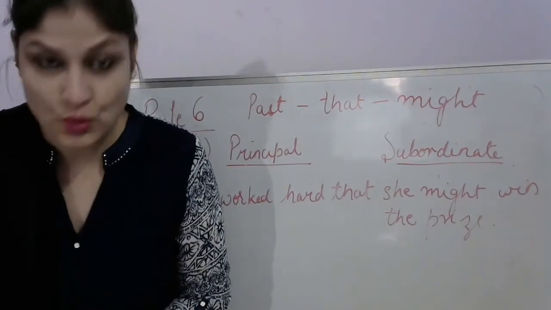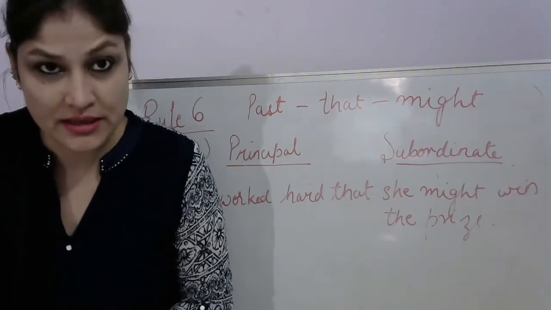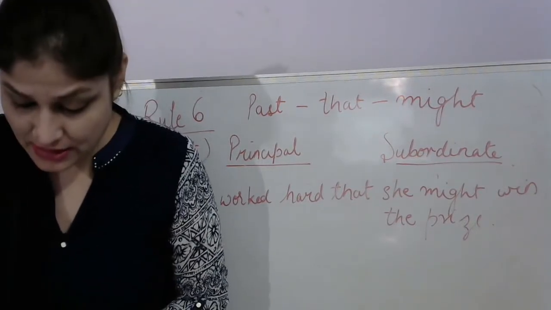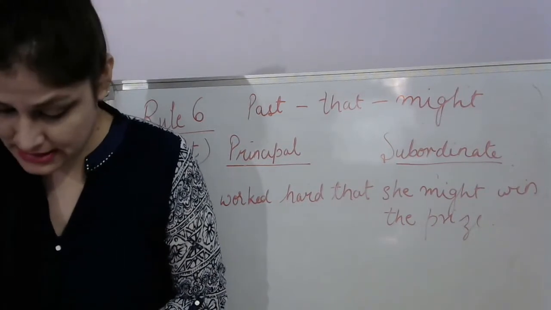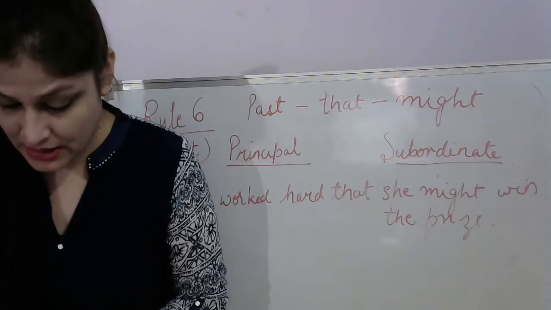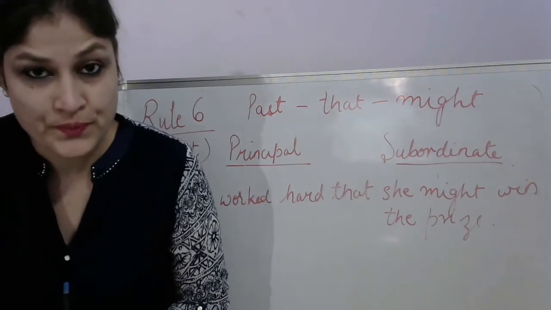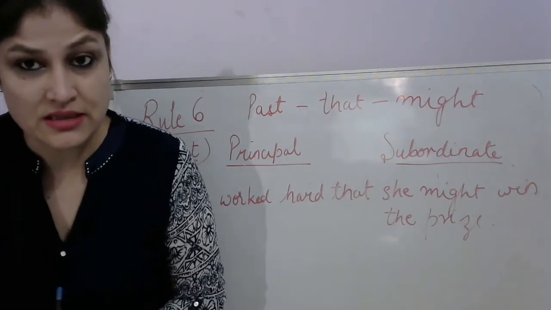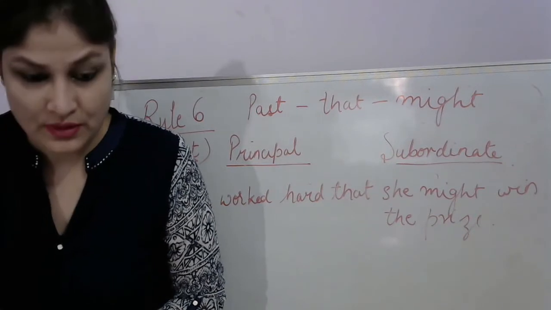See, on page number 187, you have this exercise number A. It says, insert the correct tense of the verb in the following sentences. Number 1, he was sorry that I did not help him. In the bracket they've given do, right? So what do you have to write here? I did not help him, right?